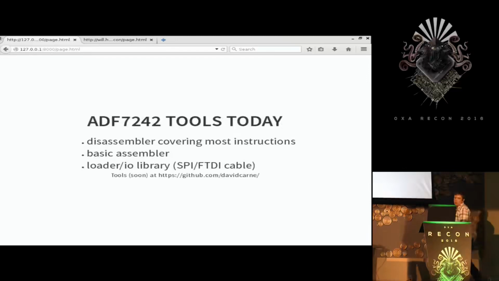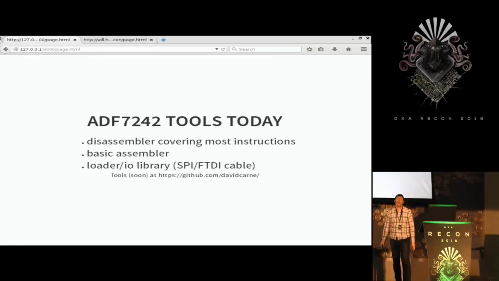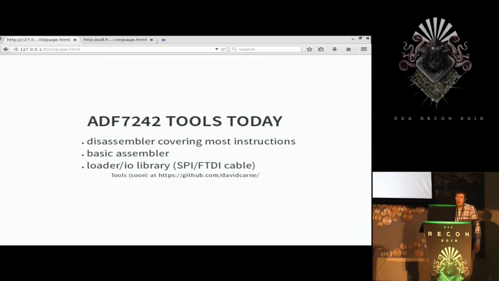And so the state of the tools today for this particular core, I have a disassembler that covers the vast majority of the instruction space. The ones that I don't know about never appear in the disassembly I have. So the best guess I have is that they're either unimplemented encoding space, or they do something that I haven't found state for yet. I have a basic assembler, as well as the disassembler, of course, and a loader and I/O library for playing with this thing. And I'm going to post it soon at github.com/davidkarn. It's not going to be while I'm at REcon because I didn't bring my SSH keys.